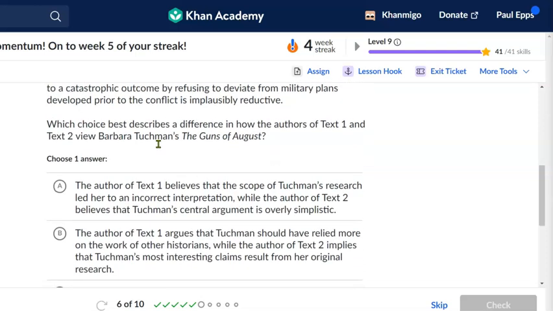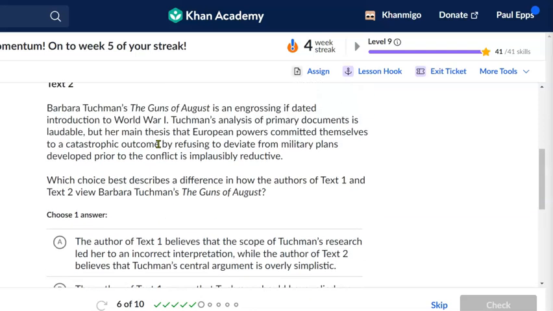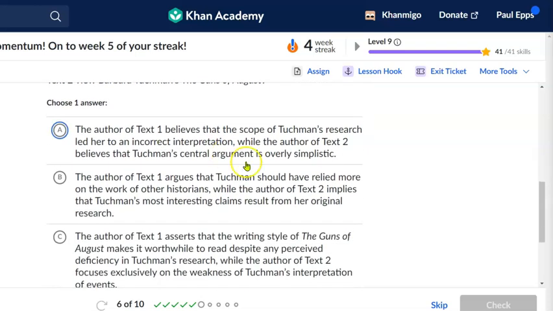Author of Text 1 believes that the scope of Tuchman's research led her to an incorrect interpretation, while the author of Text 2 believes that Tuchman's central argument is overly simplistic. I have to say that sounds exactly right. But let's see what else we have.